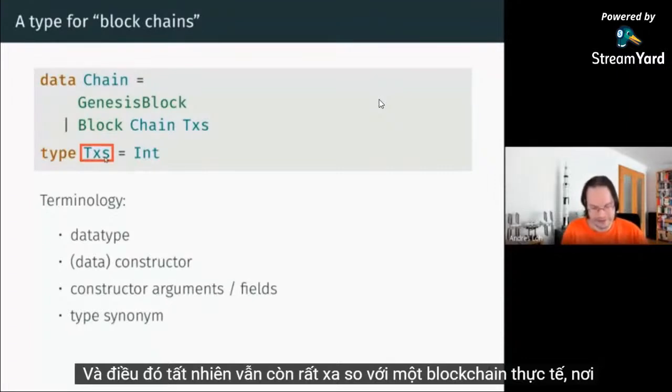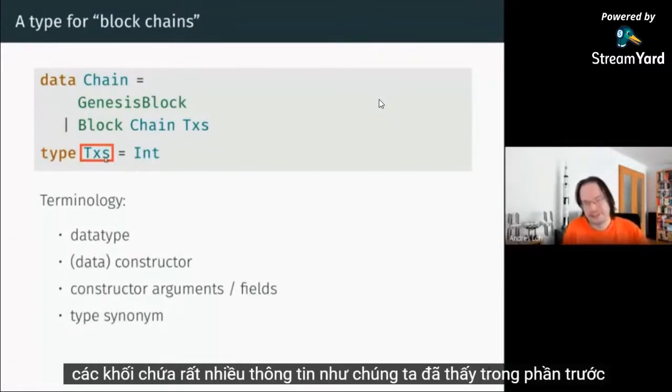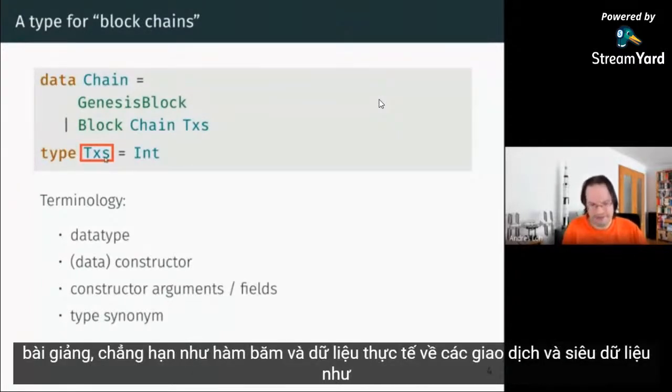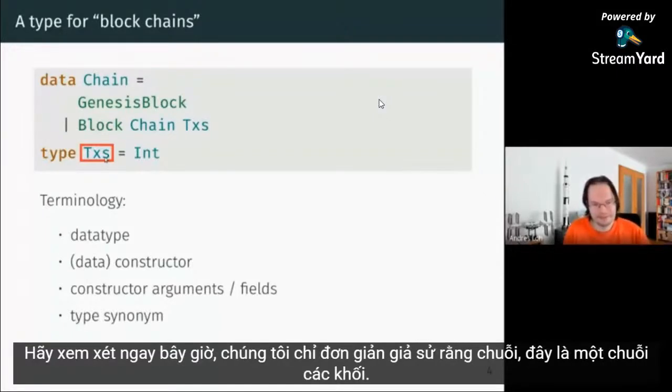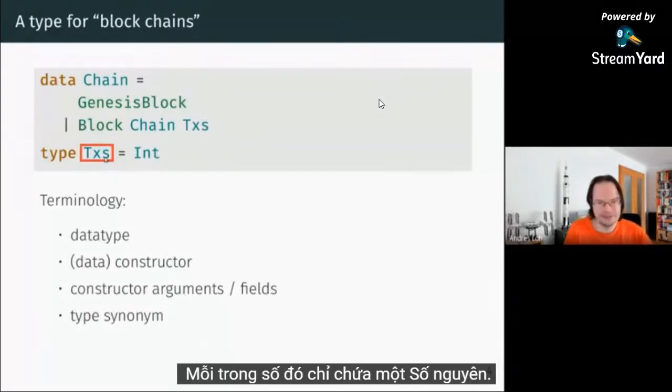And that is, of course, still very far away from an actual blockchain, where the blocks contain a lot of information, as we've already seen in the last lecture, like hashes and actual data about transactions and metadata, like when this block has been produced, transaction fees. So all this we don't consider right now. We simply assume that the chain is a sequence of blocks, each of which contain only an integer.